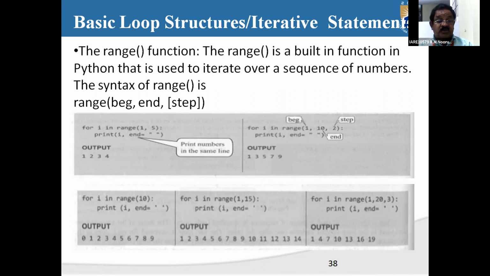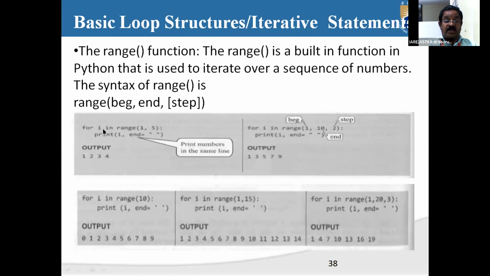The general syntax for range is range, beginning of that particular range, comma, end, and the step. Here the step is optional. If you want to use it, you can make use of it. If you don't want, you can omit it. If you are using the step, then you use either an increment or decrement value, plus or minus. We have seen many examples of how to make use of the range.